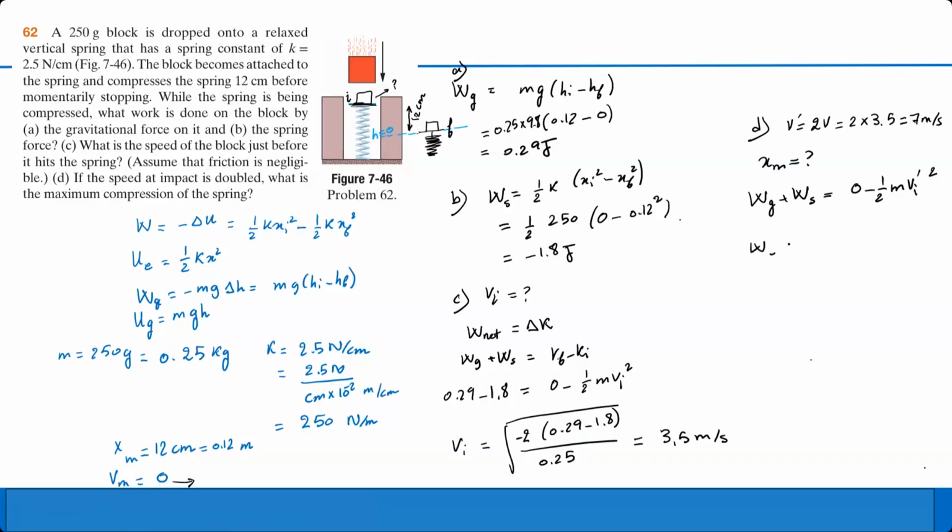So I will deduce the work done by the spring from here. It will be minus Wg minus half mv initial prime. The work done by gravity does not change because gravity has covered... Actually, it does. All right, so we have a problem here. The work done by gravity will be different because it's a vertical spring and the compression is different.